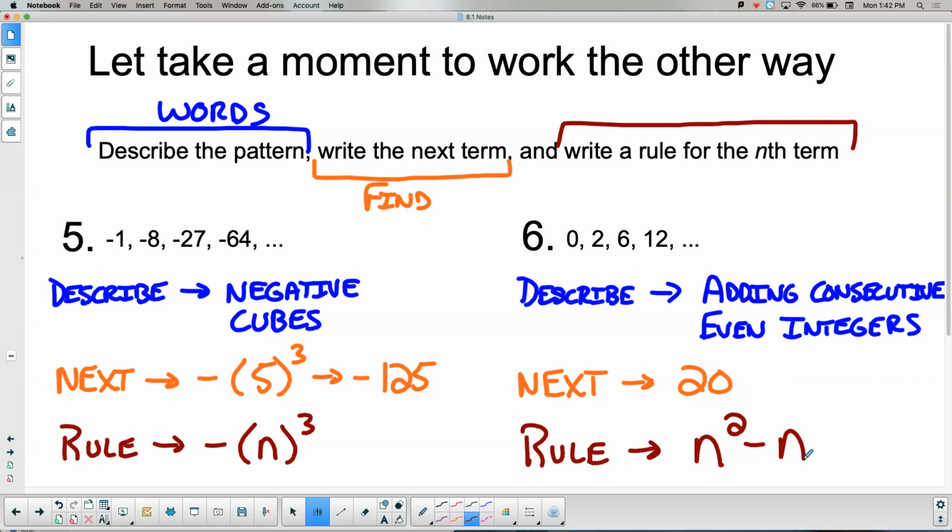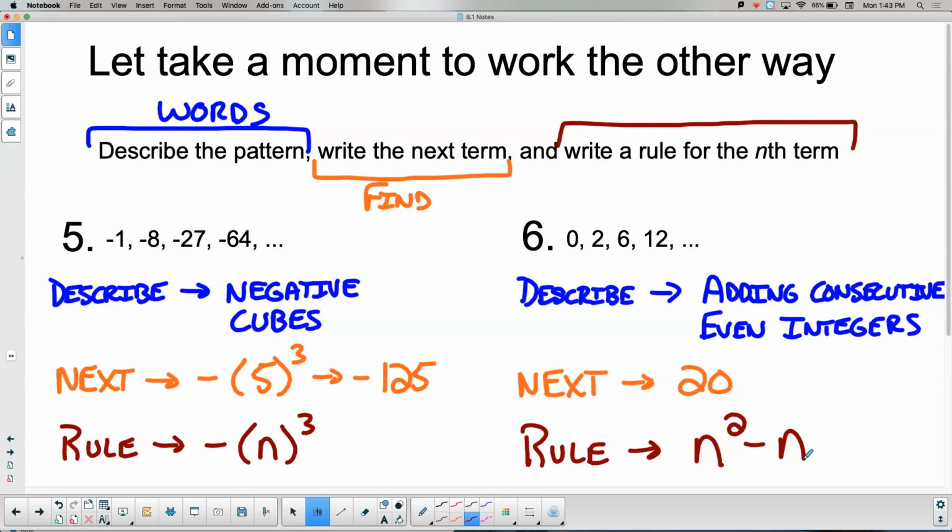Because if you think about it, first term, 1 squared is 1, minus 1 is 0. Second term, 2 squared is 4, minus 2 is 2. Third term, 3 squared is 9, minus 3 is 6. Fourth term, 4 squared is 16, minus 4 is 12. Fifth term, because we have the fifth term, is 20. 25 minus 5 is 20.